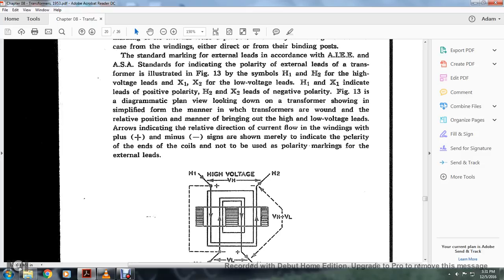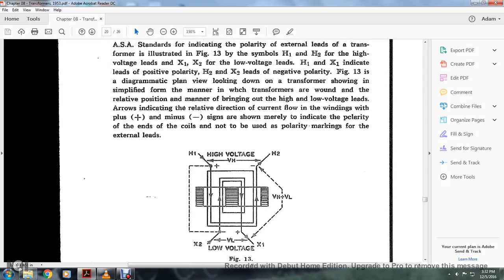Figure 13 is a diagrammatic plan, looking down on the transformer, shown in a simplified manner in which the transformers are wound with the relative position for bringing out the high voltage leads. Arrows indicate the relative direction of the current flow in the windings, with plus or minus signs shown merely to indicate the polarity. The ends of the coil are not to be used in primary polarity marking for the external leads. High voltage, low voltage, X1, X2, H1, H2.